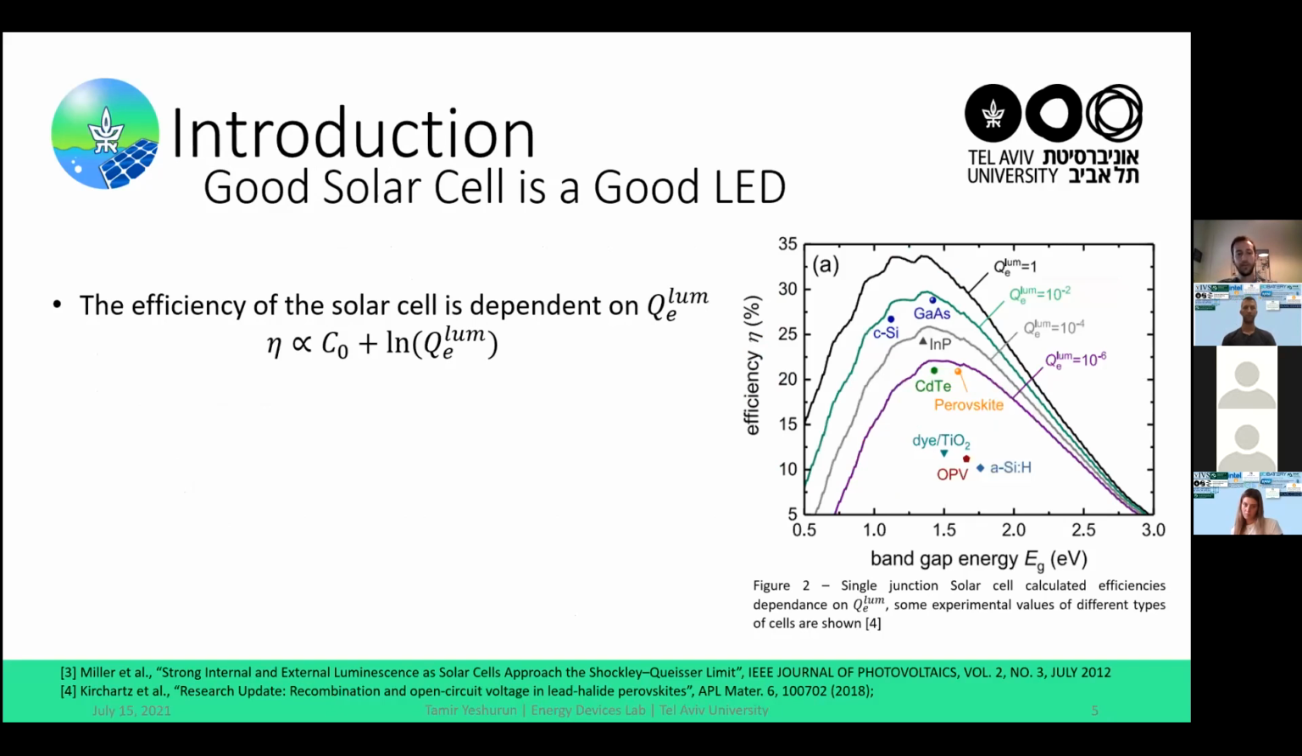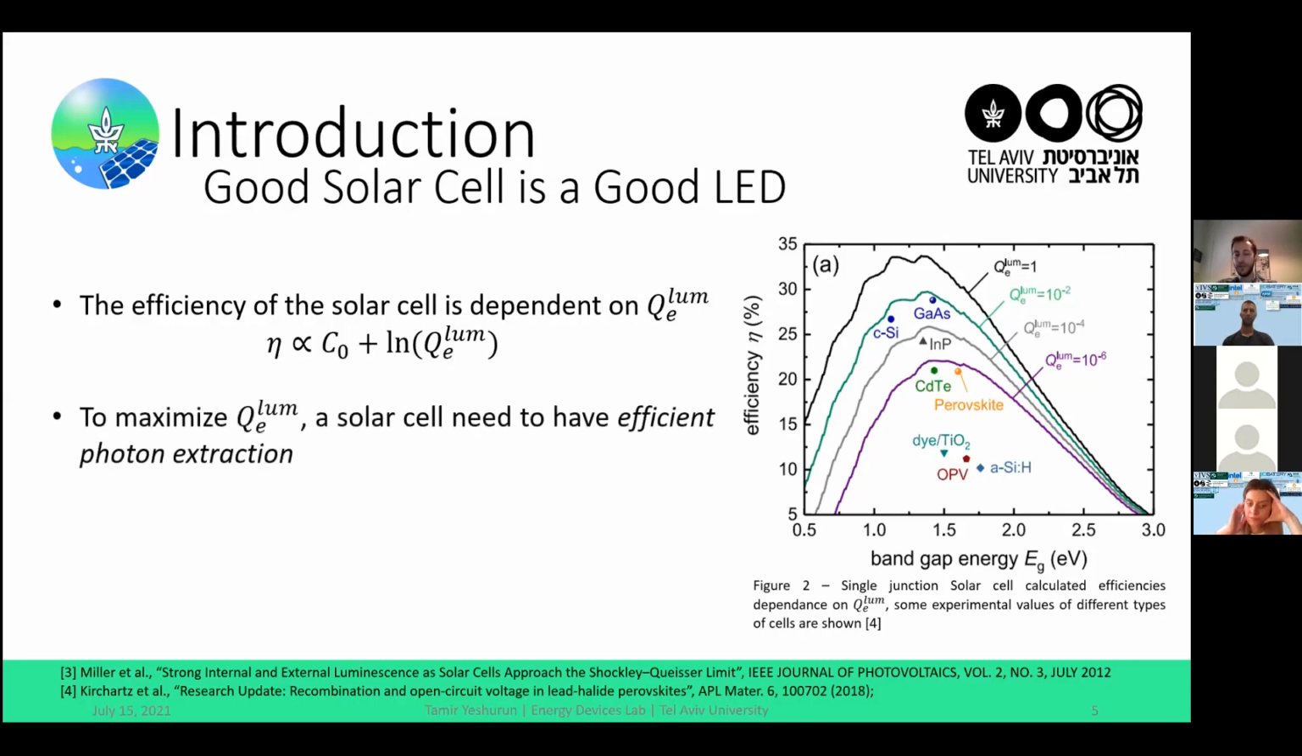And we look at this because it's related to the theoretical efficiency we can get from a solar cell. If you look here, for example, each dot represents a record efficiency solar cell made with different materials. And the lines show the theoretical limit that we can achieve for a given external luminescence efficiency. So we can see here that we want to maximize this efficiency in order to reach the maximum theoretical limit we can get.